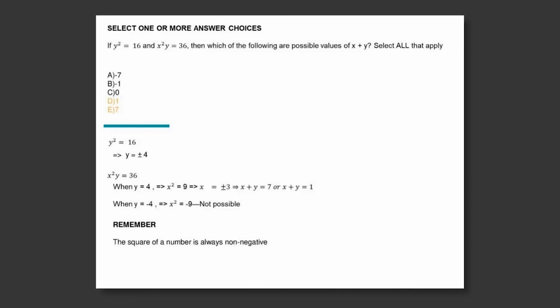Now, when y is equal to minus 4, the second case, I get x square is equal to minus 9. What is it that you have missed out here? X square is equal to minus 9. The square of any real number can never be negative. That's never possible in the real number system. The square of a number is always non-negative. Clear? So the answer would be options D and E.